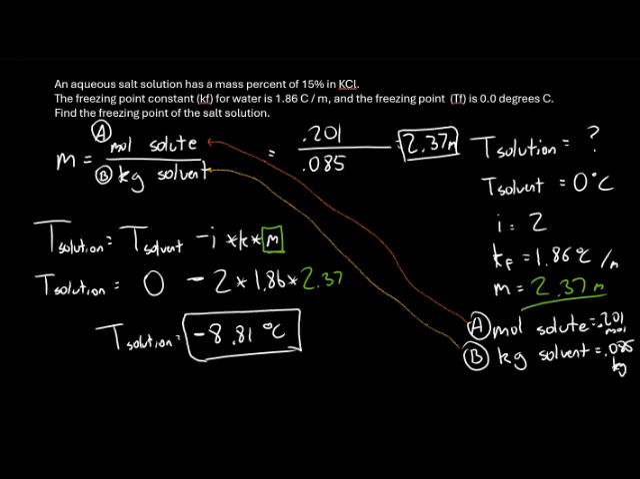Briefly, let's compare that to pure water. Pure water has a freezing point of 0, but by adding 15% mass of KCl, the freezing point drops down to negative 8.81.